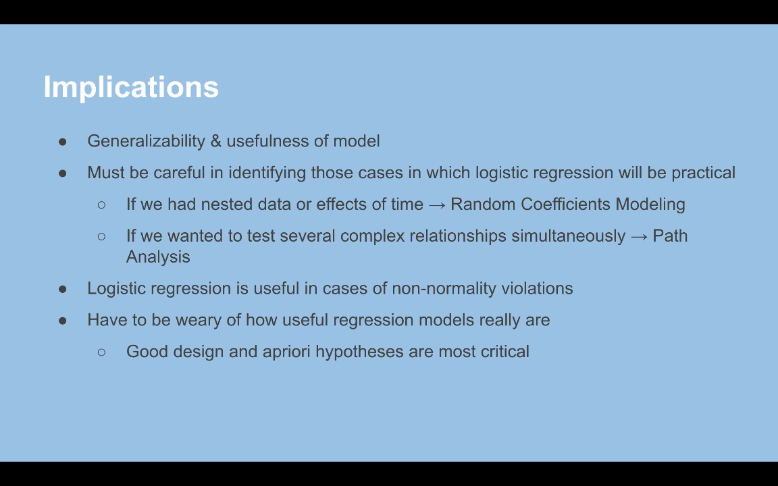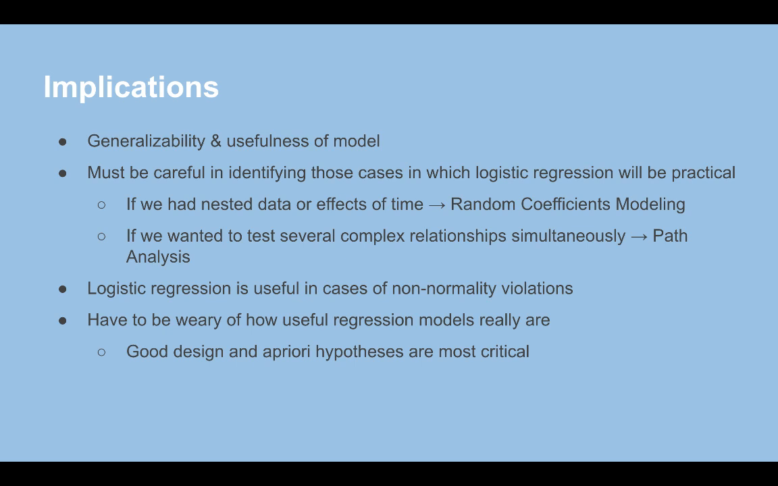We also have to be careful in identifying those cases in which logistic regression will be practical, such as if we would have nested data or effects of time, we might use something like random coefficients modeling, or if we wanted to test several relationships simultaneously, we might use something like path analysis. And then also, as we learned from Press and Wilson that I mentioned earlier, we can use logistic regression in those cases of non-normality violations. So with maximum likelihood estimators, it is useful to use logistic regression when we have that violation of normality.